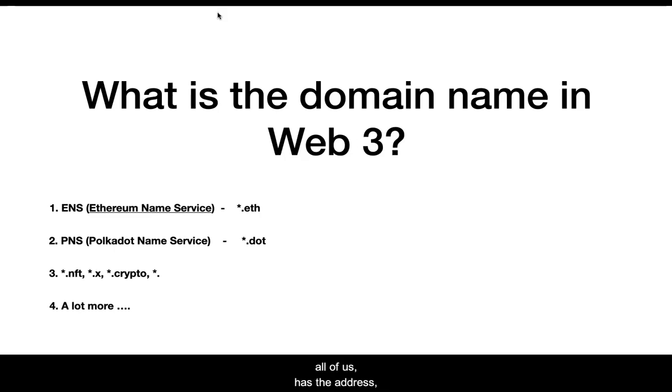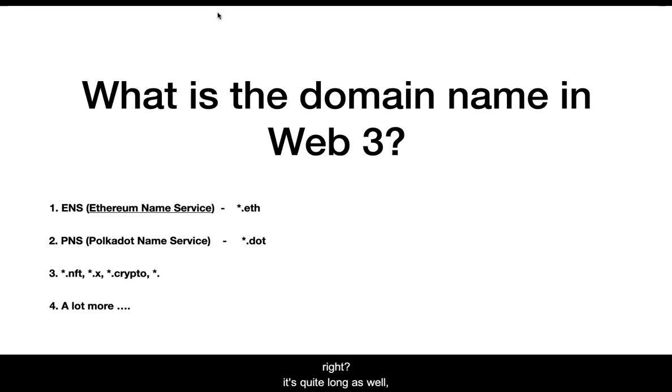All of us have, not an IP address, but a wallet address. If you have Ethereum, you have an Ethereum wallet address. I have Polkadot, so I have a Polkadot wallet address. Those addresses are normally quite long, and they kind of look random, right?